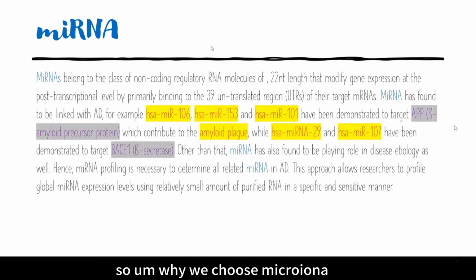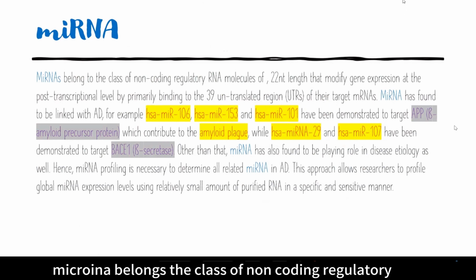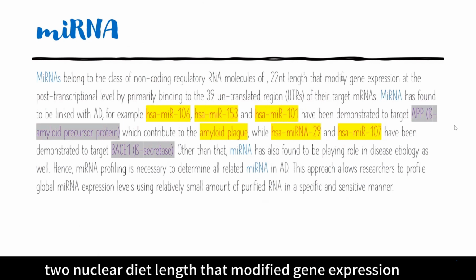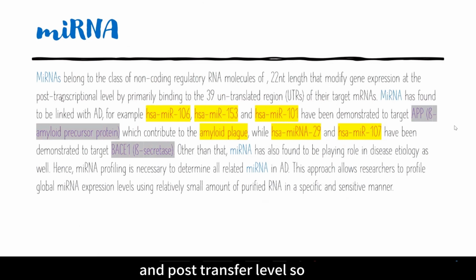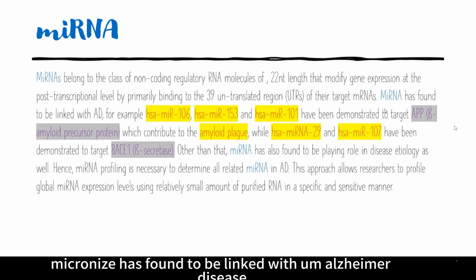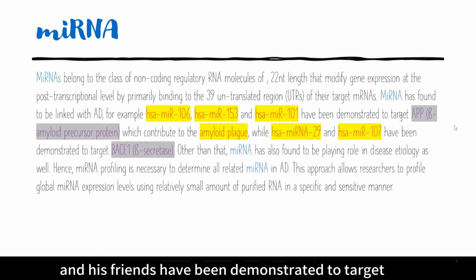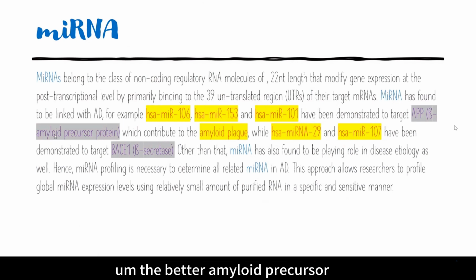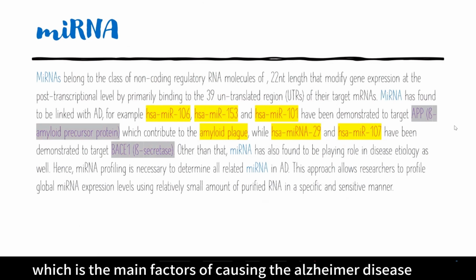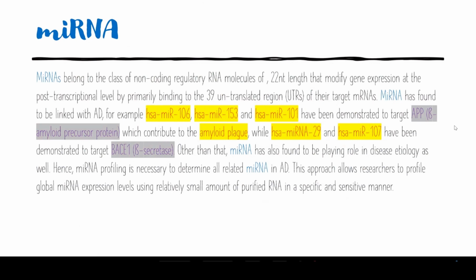So why did we choose microRNA? MicroRNA belongs to the class of non-coding regulatory RNA molecules of 22 nucleotide length that modify gene expression at the post-transcriptional level. In many studies, microRNA has been found to be linked with Alzheimer's disease. For example, hsa-miR-106 and its brands have been demonstrated to target the beta amyloid precursor protein, which contributes to the amyloid plaque, the main factor causing Alzheimer's disease.